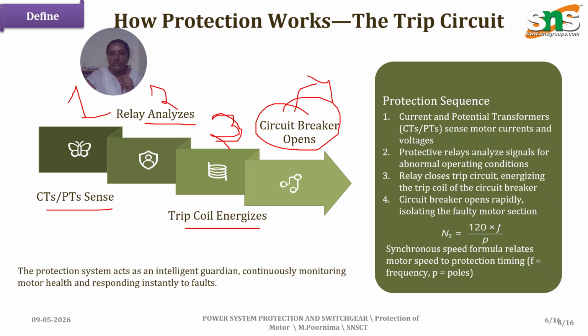In the protection scheme, the current and potential transformers send the motor current and voltages, which the protection relay analyzes and signals abnormal conditions. The relay closes the trip contact and energizes the tripping coil of the circuit breaker, and the circuit breaker opens. The protection scheme acts as an intelligent guardian, continuously monitoring motor health and responding instantly to failures.